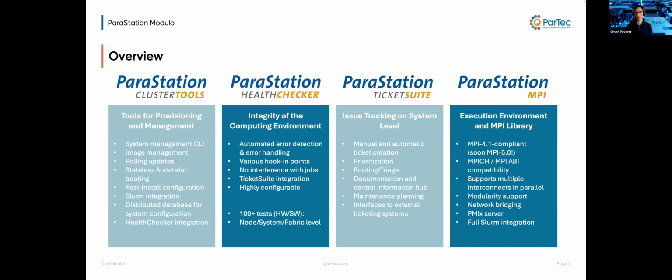And finally, our execution environment and runtime library in terms of the ParaStation MPI part, which provides us with the MPI 4.1 compliant MPI library and supports various aspects of resource and process management, like full Slurm integration, a PMIx server, and of course, support for modularity.